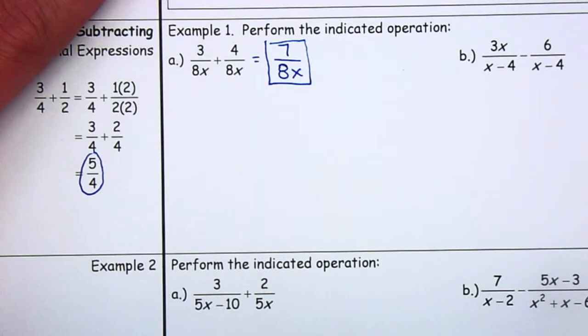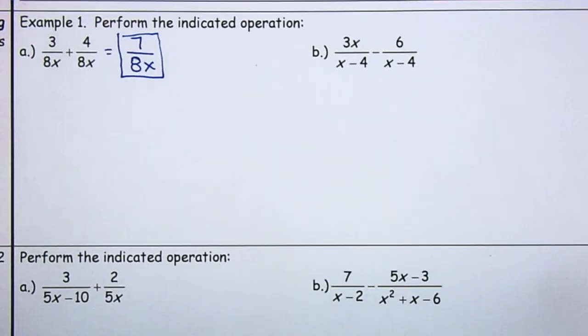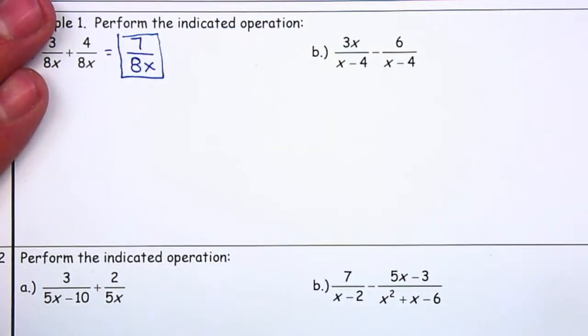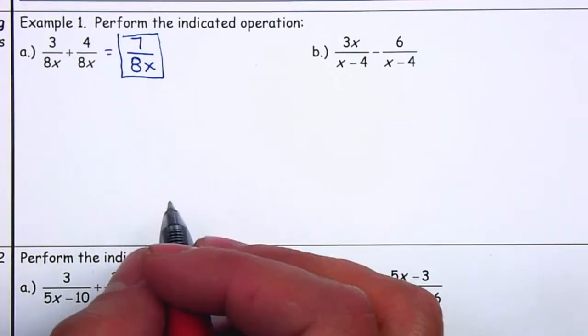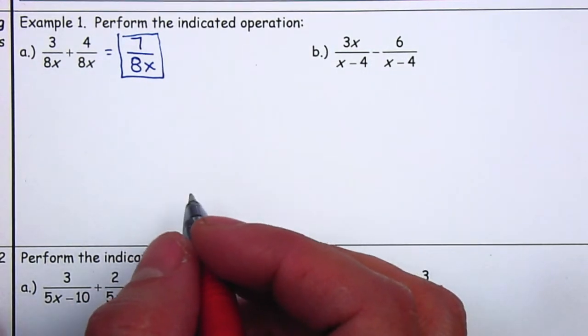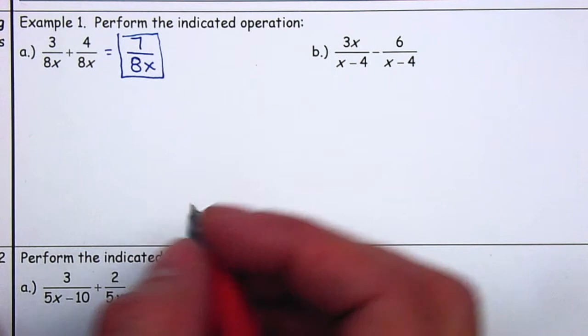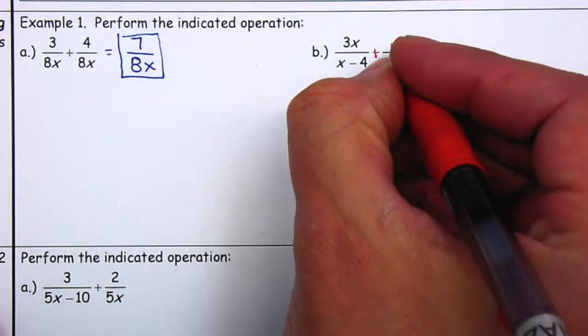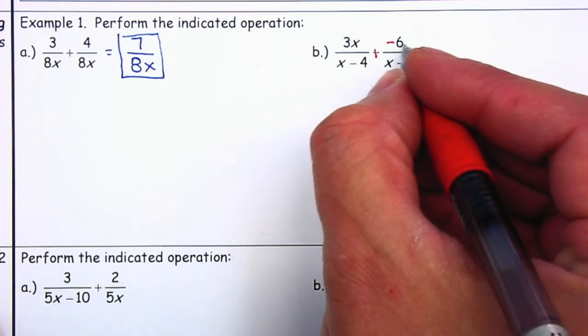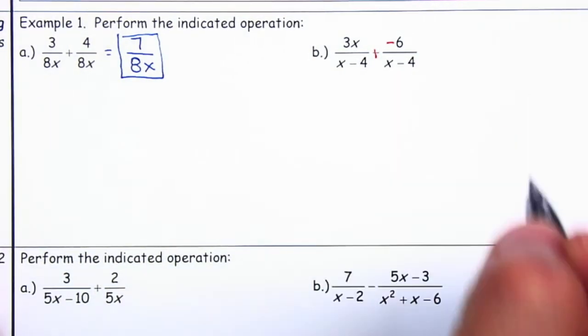Let's look at example B. On example B, we have a subtraction, but we continue to have the same denominator if you guys notice. If you have a subtraction, the best thing to do is to change it right away to an addition. So we're going to change this to an addition, and we're just going to make the 6 the opposite. Whatever's on the right hand side will be the opposite.